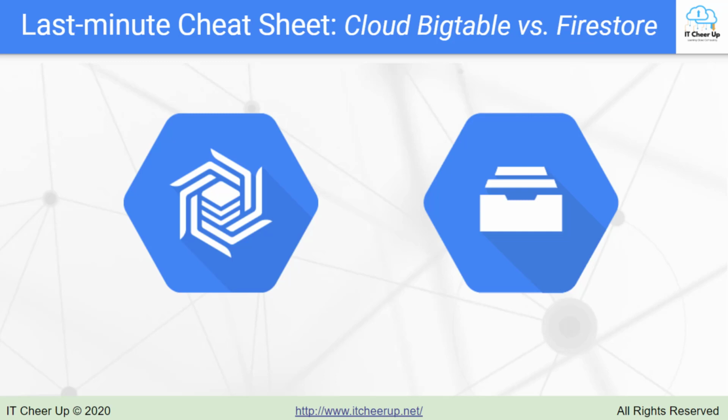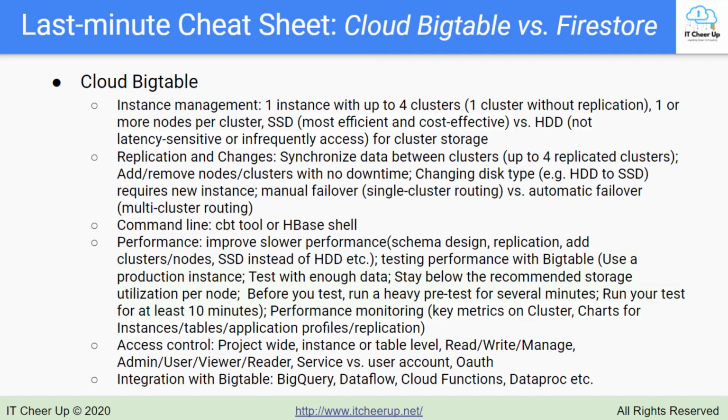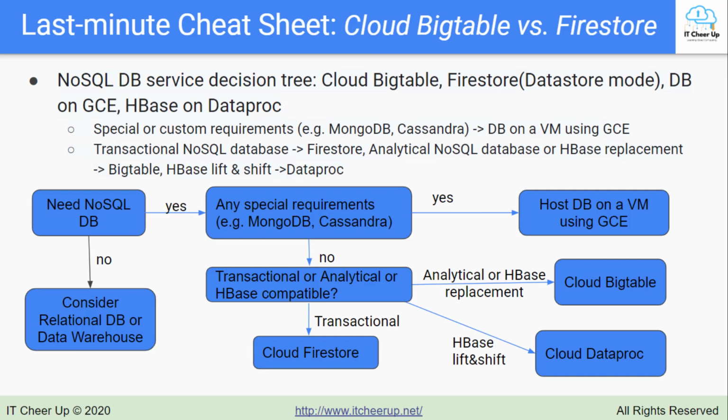This is the final part of the last-minute cheat sheet on Cloud Bigtable vs. Firestore. In this section, I will go through the NoSQL database service decision tree. You can pause this video to review the last-minute cheat sheets of Cloud Bigtable and Firestore videos before this one. I also made the video on Google Cloud Storage and the database decision tree in GCP PCA's last-minute cheat sheet. You can also review that one before this one.